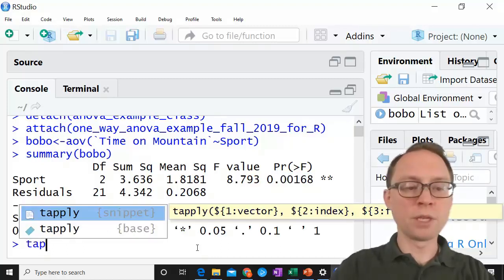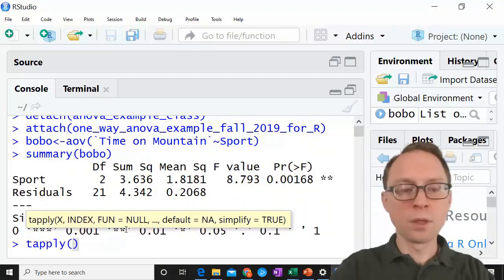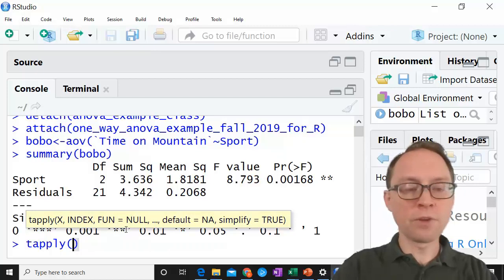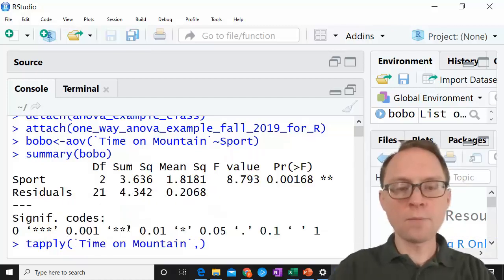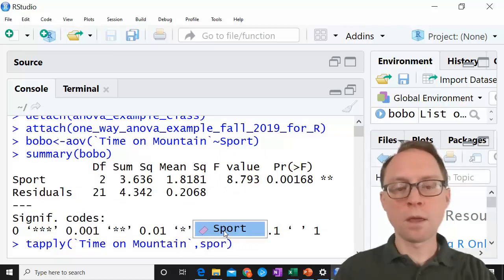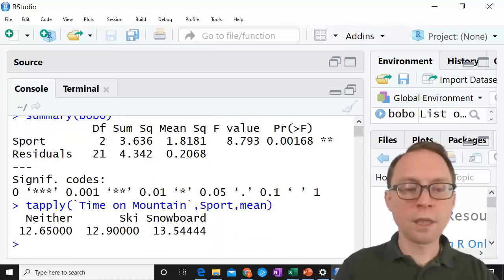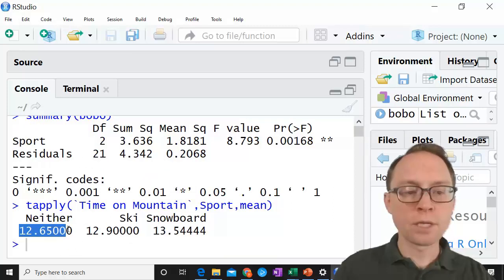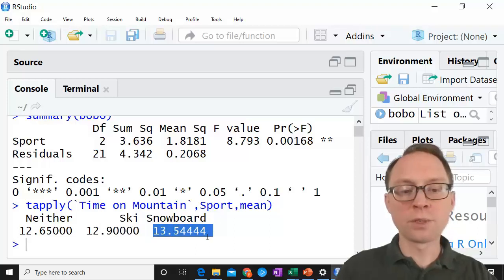To do that, we do T apply, and then we do the dependent variable that we want, which is time on the mountain, comma, the independent variable, which is sport, and then we tell it what we want to know, and that's the mean. When we do this, it says the average time on the mountain for neither is 12.65 hours. The average for skiers is 12.90 hours. The hours for snowboarders is 13.54.